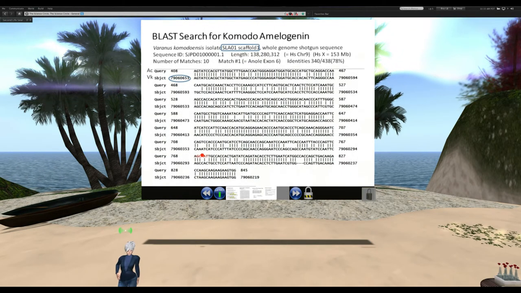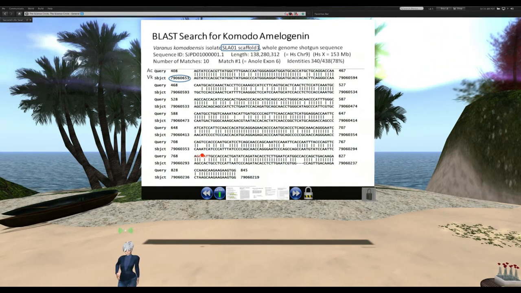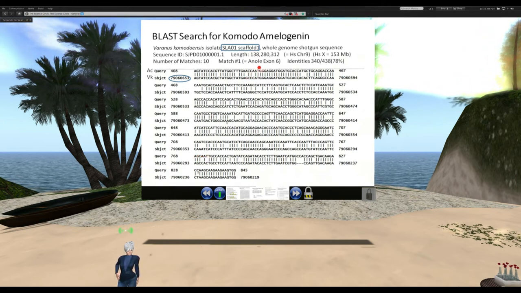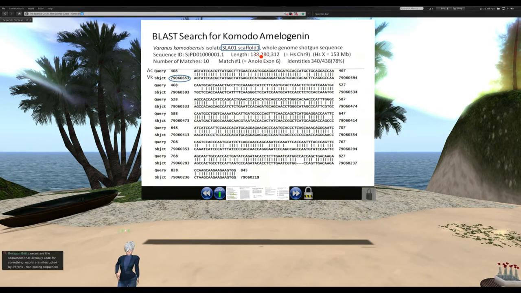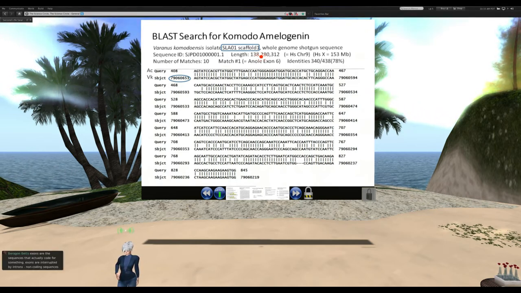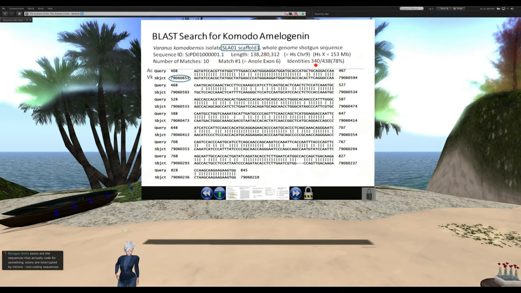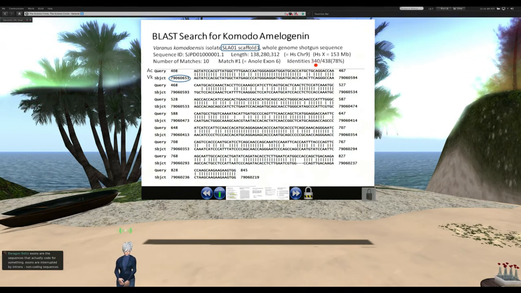exon. So this just shows what the search looked like. This is a little piece of scaffold SLA01. And this is the match with Anole exon 6. The scaffold is a pretty good sized one. It's just a little bit smaller than the human X chromosome. So it's got 138 million bases in it. And the exon identity is about 78%.